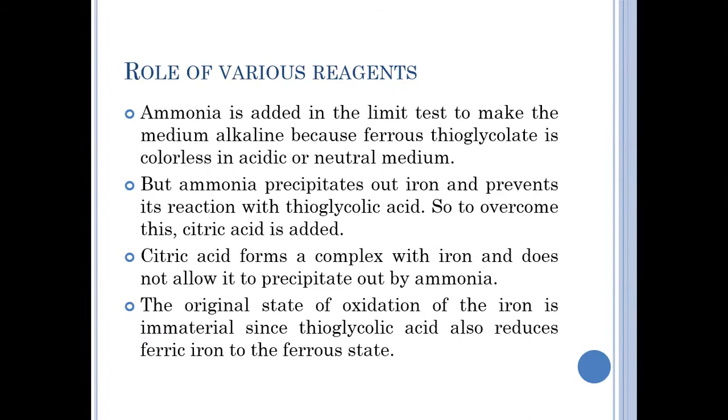So now as we have seen, we have added ammonia, then citric acid. So let us see the various roles. Ammonia is added to make the medium alkaline because ferrous thioglycolate is colorless in acidic or neutral medium. So if our medium at the end remains colorless, we will not be able to compare the color, and hence we will not be able to find out the level of impurity of iron, whether it is above or below the standard.